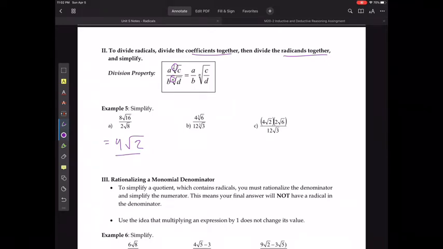In the second case, if I had 4 divided by 12, I can simplify that to 1 over 3. If I have 6 divided by 3, then I can simplify that to the cube root of 2. Or I can just call it cube root of 2 over 3.